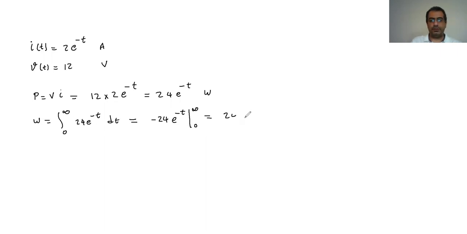I want to write it in more detail. So you have negative 24 e to the negative infinity minus negative 24 e to the zero, which this part is zero, because e to the negative infinity becomes zero. This part is one, so it becomes 24 joules in total.